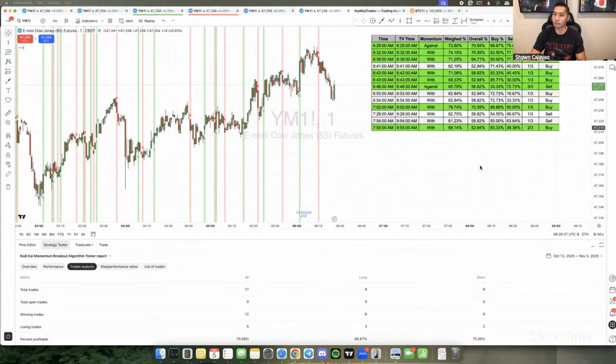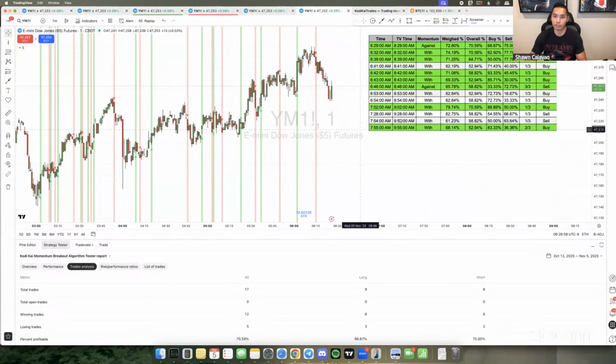It is against momentum, has a weighted probability of 72.80%, overall 70.59, buy 66.67, and sell at 75%. History shows 2 out of 3 wins, and the direction is for a sell. If you guys are looking to take this trade, this pretty much organizes everything a little bit better so that you can have an idea of what to look for.